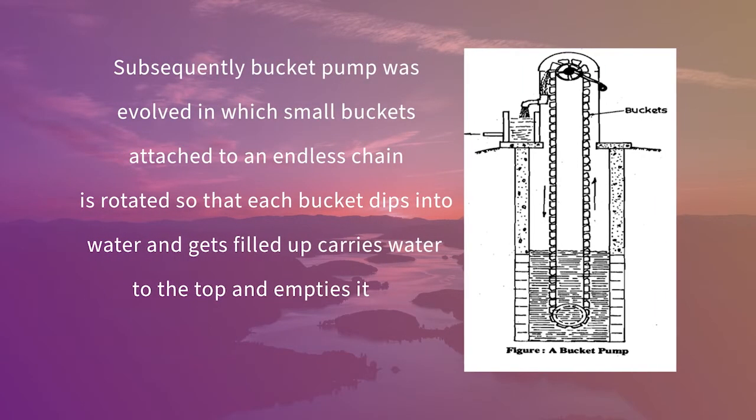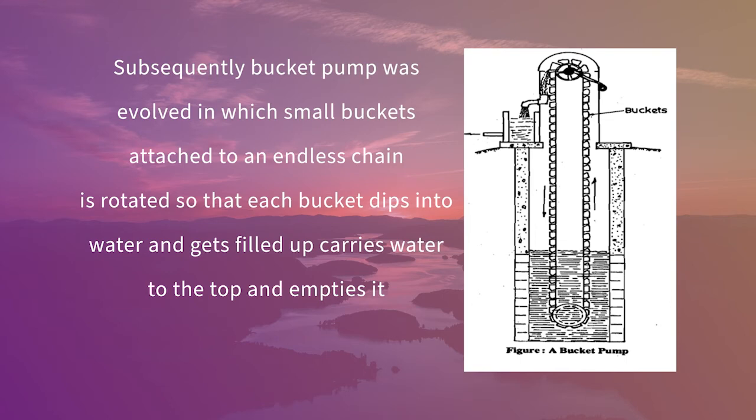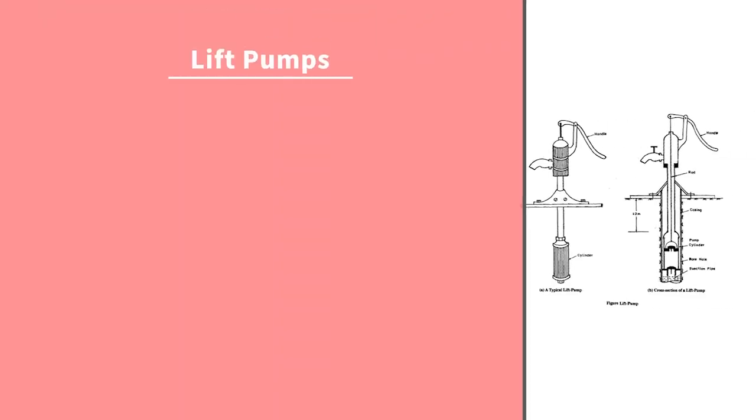Subsequently, the bucket pump evolved, in which small buckets attached to an endless chain are rotated so that each bucket dips into water and gets filled up, carries water to the top and empties it. So in this picture we are seeing the chain is moving and the attached bucket is filled and then emptied.